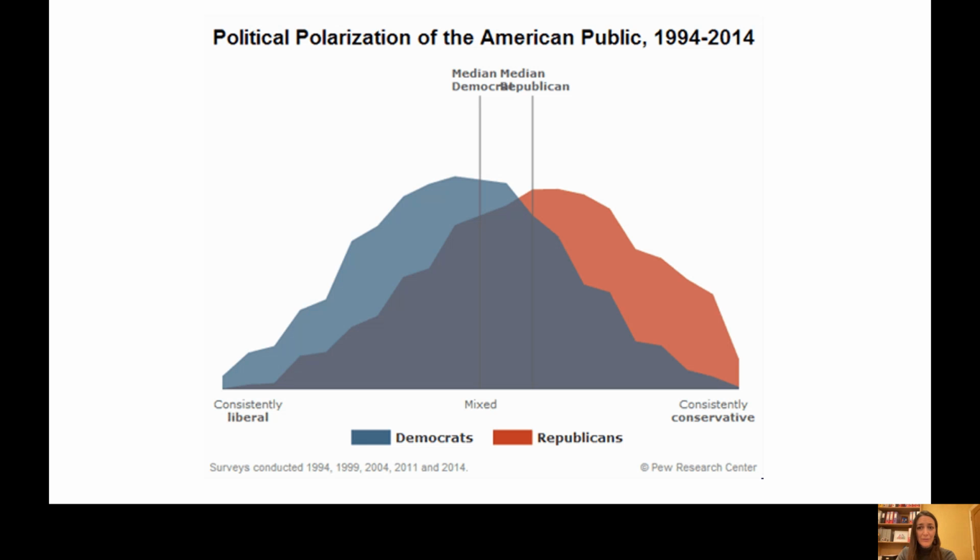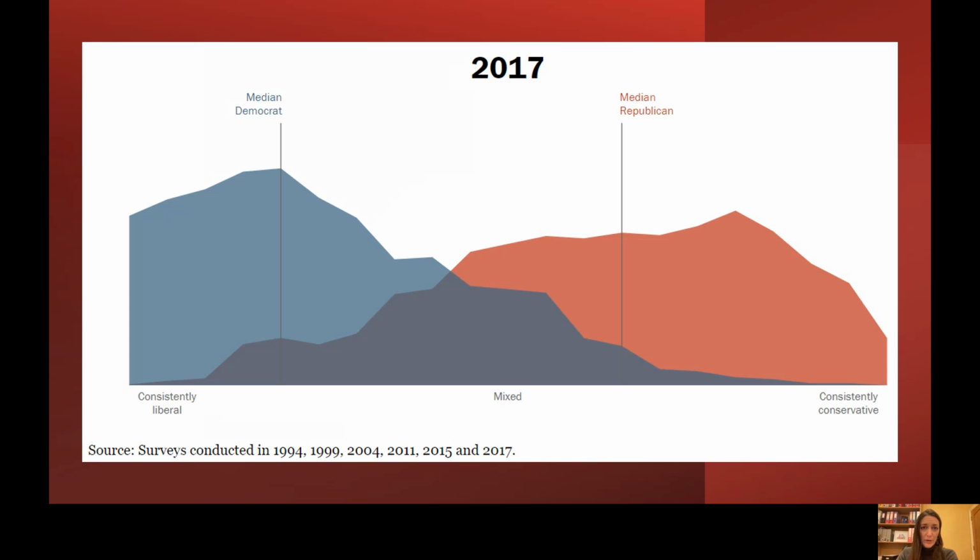Now, you'll be aware of the growing polarization in the US. Its origins can be traced back to at least the 1960s, but polarization has accelerated significantly since the 1990s. This animation reflects the changing issue polarization in the American general public between 1994 and 2014. And this is where we were in 2017. We can only imagine that the trend has only continued.